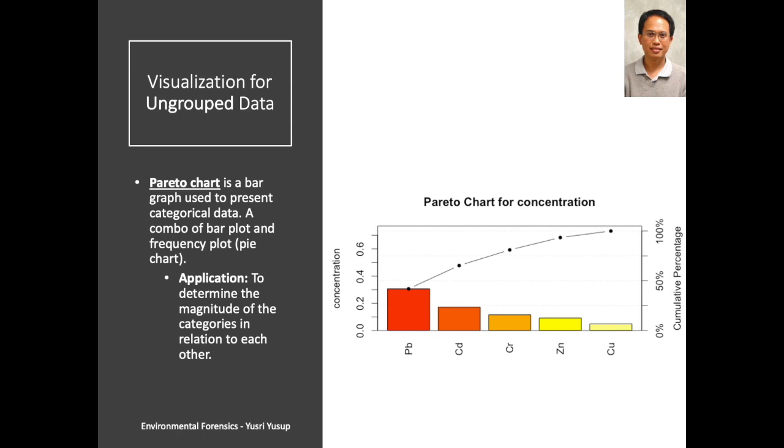Now, the application of this, why you use this Pareto chart, is for you to determine the magnitude of the categories in relation to each other, similar to a bar plot, with added information of how fast it increased between different categories, given by the line plot.